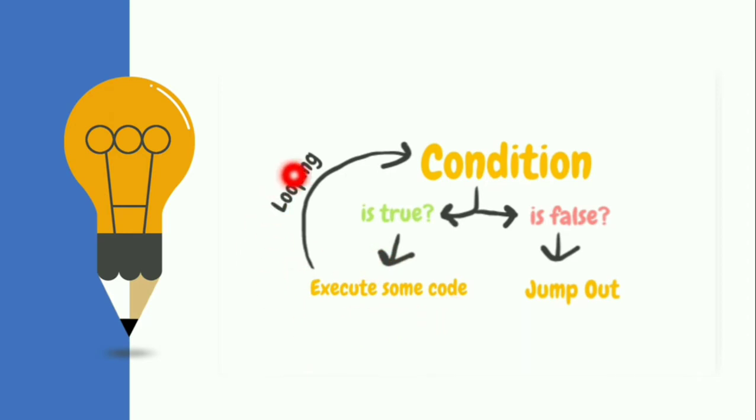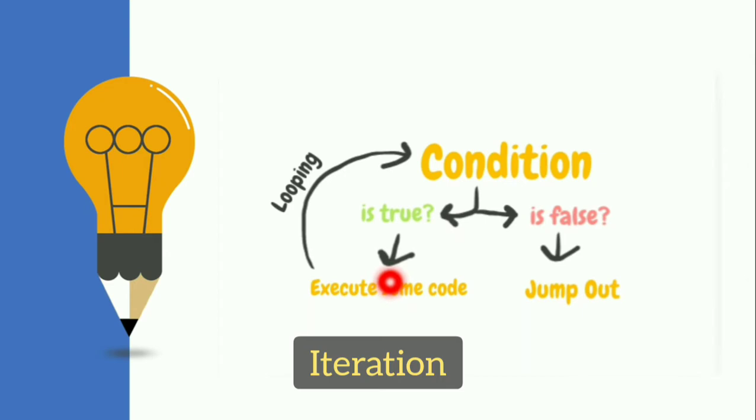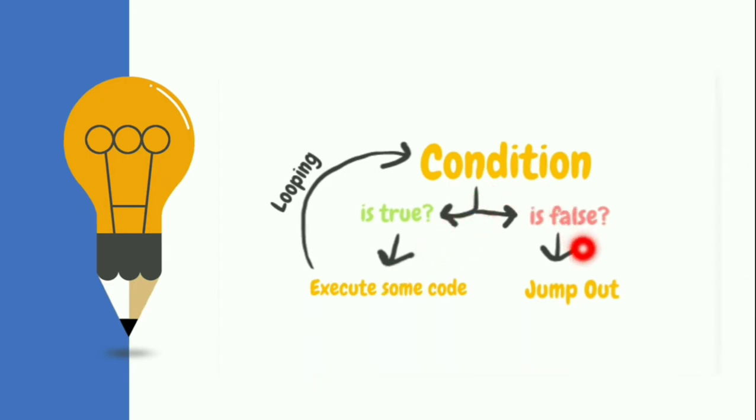After the execution, once again we have to go back to the condition, and we have to check once again whether it is true or false. And if it is true, again execute the same set of codes and go back to the condition once again. So like this, the set of codes will be executed again and again. The repetition of this execution is actually called as looping until the condition is false. So there is a cycle here. That cycle is actually called as iteration. And if it is false, we will jump out of this particular block. So this is the overall idea of looping.